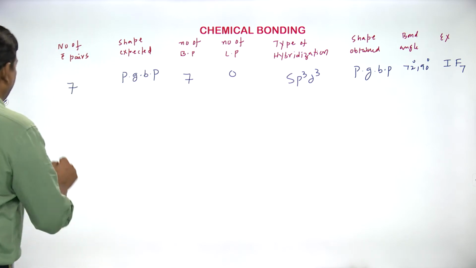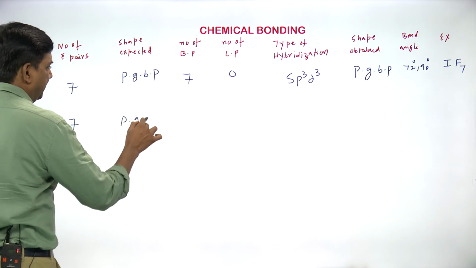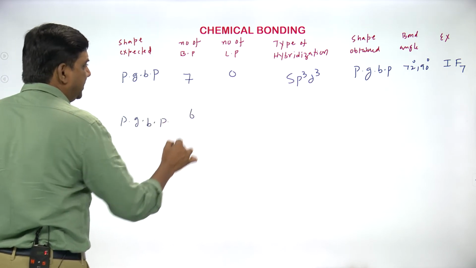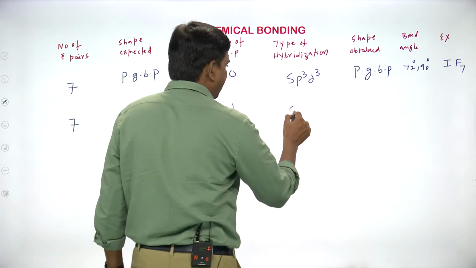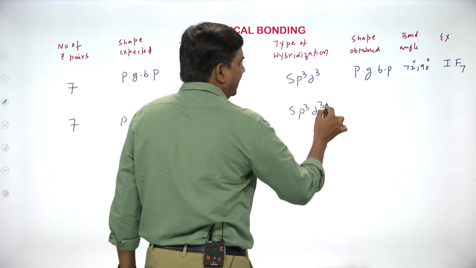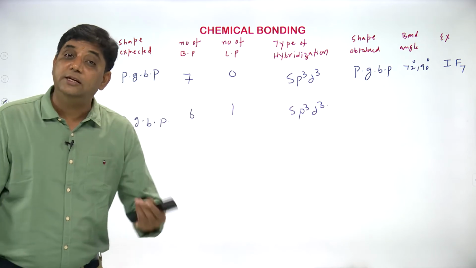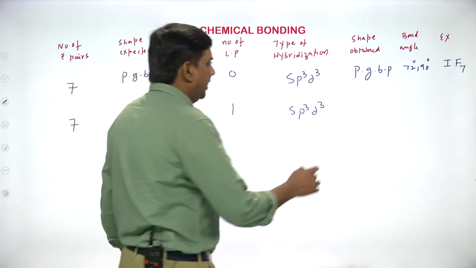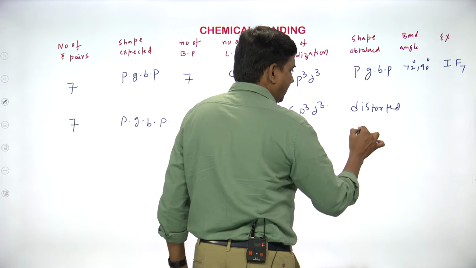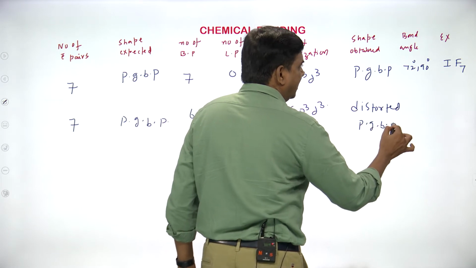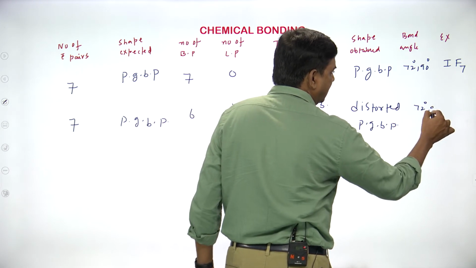Right, the number of electron pairs is 7 and the shape expected is pentagonal bipyramid only. The number of bond pairs is 6, the number of lone pairs is 1, the type of hybridization is the same, sp3d3, and the shape obtained is distorted pentagonal bipyramid, or you can say distorted octahedral. Whatever it is, you have to say distorted pentagonal bipyramid, and the angles are 72 degrees and 90 degrees only.